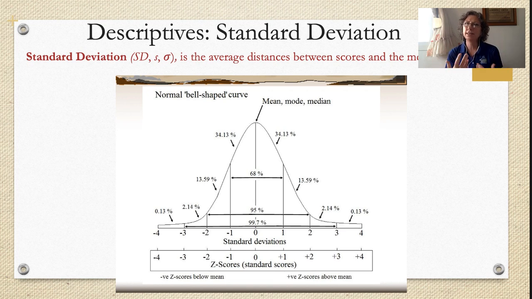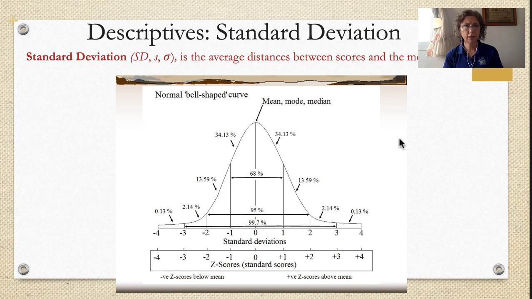So it makes it easier to talk about when you're trying to write it up or tell someone about that particular variable. There are issues with the standard deviation. It also uses the mean to help calculate it. That means that it's also sensitive to outliers, just like the mean is.